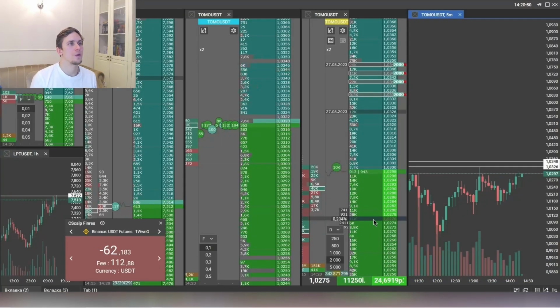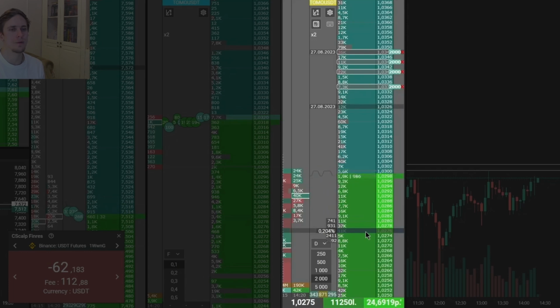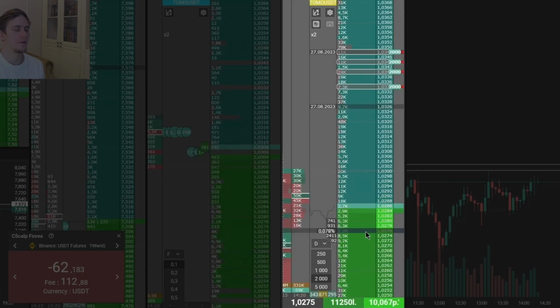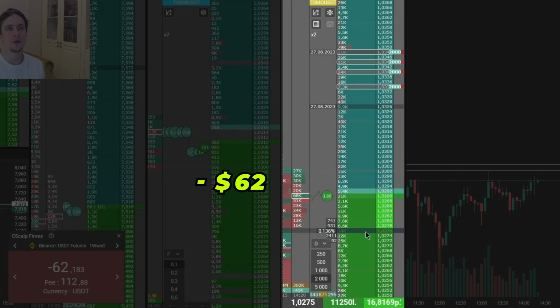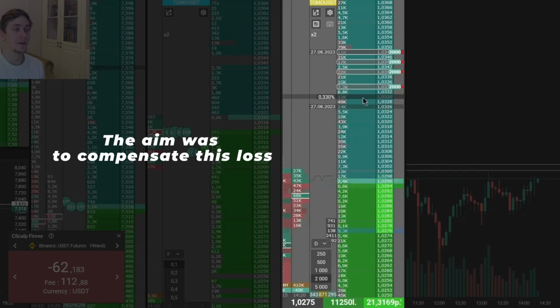The first trade was Thermo USDT horizontal level breakout. Here you see that I entered the position by the market in advance. From the very beginning, the previous trade was a stop loss hit that brought me minus $62. And in this trade, the aim was to compensate this loss.